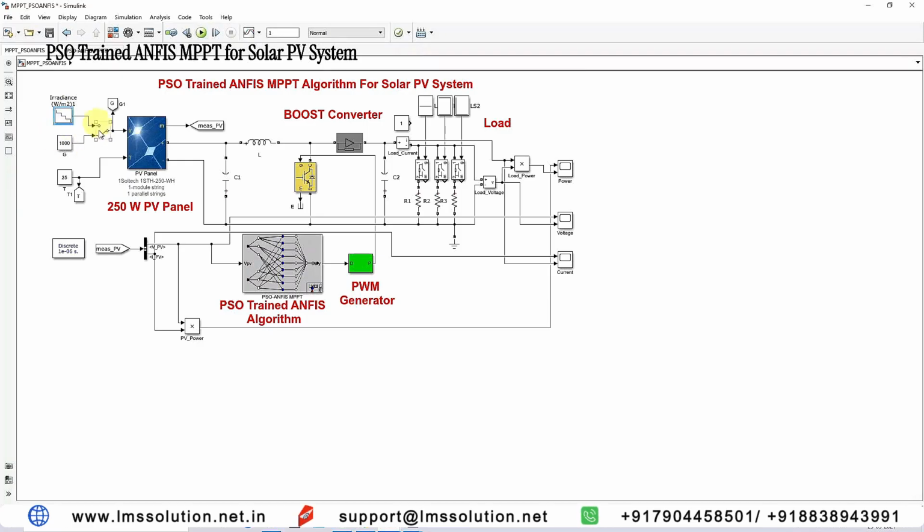One is irradiation, another one is temperature. The irradiation I'm going to keep at 1000 watts per meter square, and the temperature at 25 degrees Celsius. And then I'm going to change the load and check the response of power, voltage and current of the PV panel as well as the boost converter. So I'm going to simulate this one.